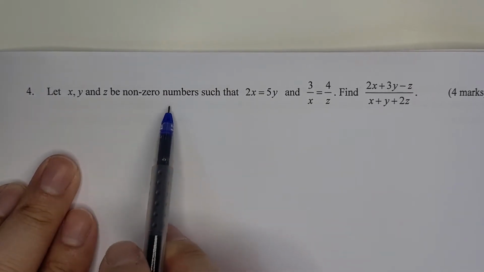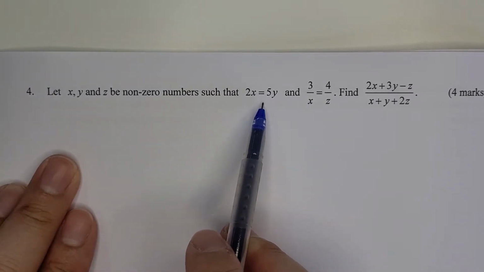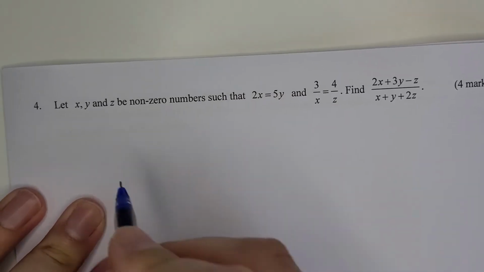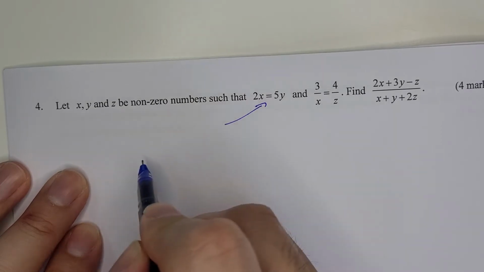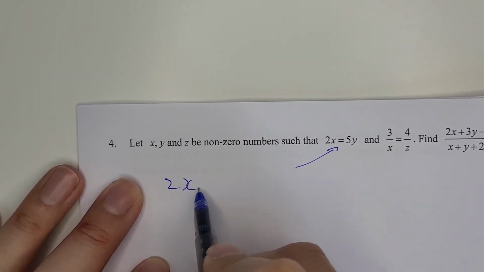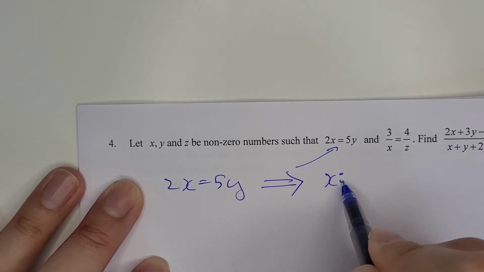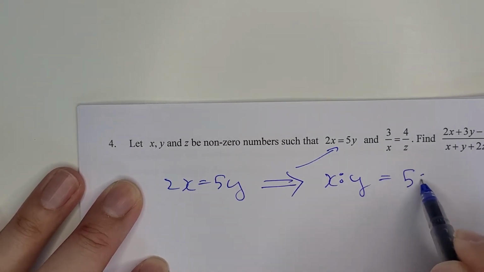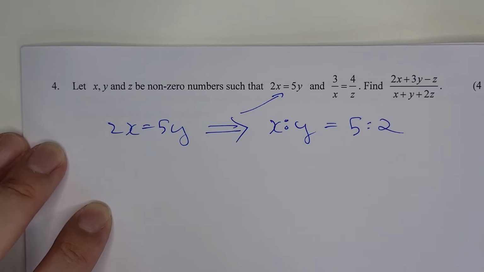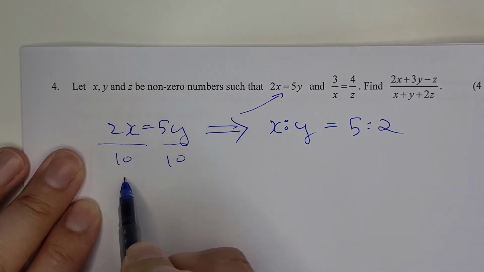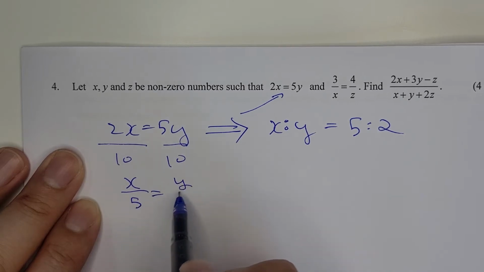x, y, z are non-zero numbers such that 2x equals 5y and 3 over x equals 4 over z. So you can look at here. If 2x equals 5y, that means x to y equals 5 to 2. Okay? If you don't know, you can divide by 10 on both sides. So x over 5 equals y over 2.